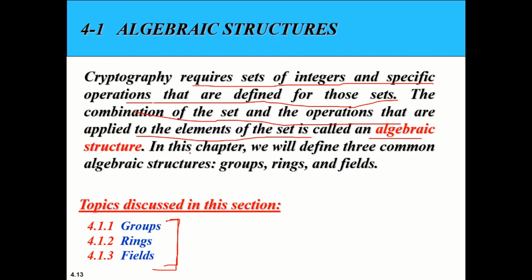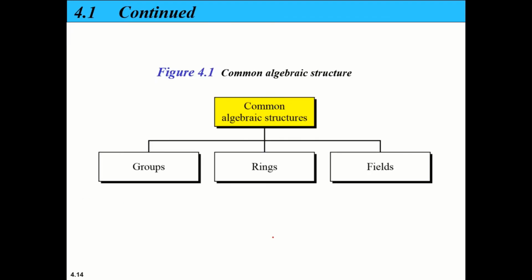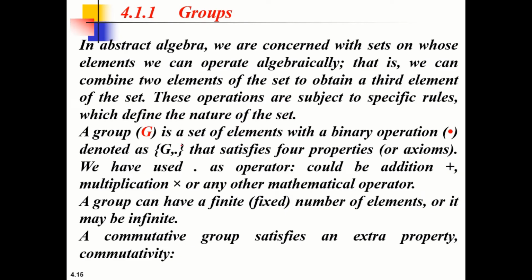The combination of the set and the operations that are applied to the elements of the set is called an algebraic structure. Under this algebraic structure, we'll be discussing three structures: groups, rings, and fields. First of all, we'll be discussing groups. This is again the representation of the algebraic structures. Now we will be discussing what these groups are and when we say that a given set is a group or not.